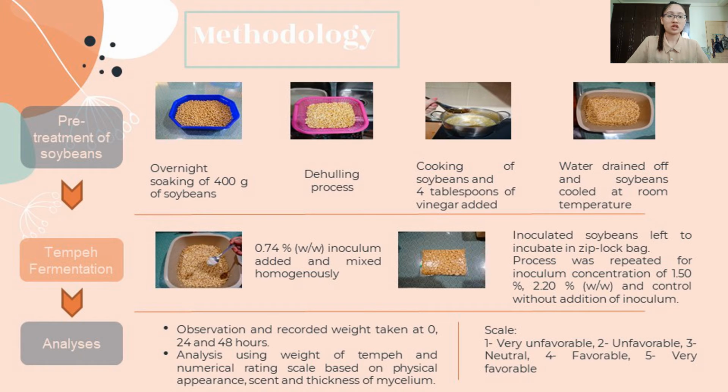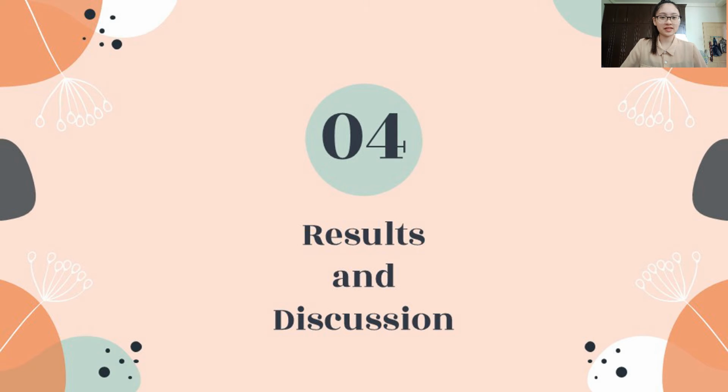The scale is from 1 to 5. The 1 is very unfavorable, 2 unfavorable, 3 neutral, 4 favorable, and 5 very favorable. Next, I will be discussing the results and discussion.